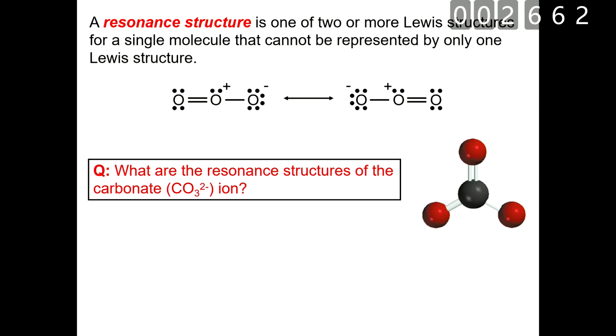Okay, so there are one double bond and two single bonds, right? So in this case, the double bond is between these two atoms, in this case in here, and in this case in here. So all these structures are called resonance structures of this ion. Okay?